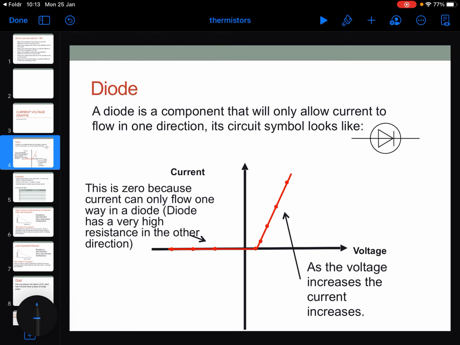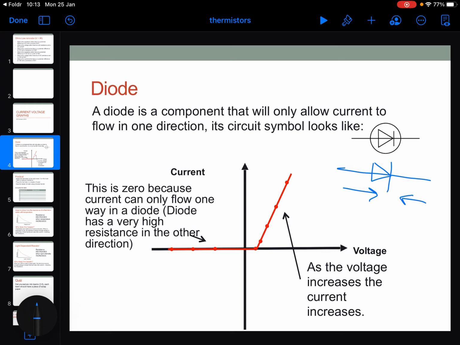The first thing we are looking at, sorry I got distracted by an email there, is the diode. A diode is a component which only allows current to flow in one direction, and its circuit symbol looks like that on the right hand side. Can you see it's made up of an arrow and a line? Now if current wants to flow in this direction, it can. If it follows the direction of the arrow, current can go round. However, if current tries to go the other direction, it cannot flow. The reason it can't flow is there's a massive resistance in one direction.